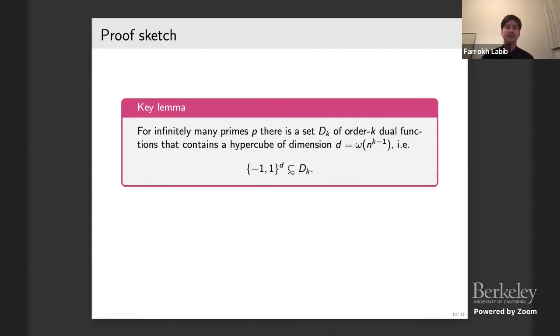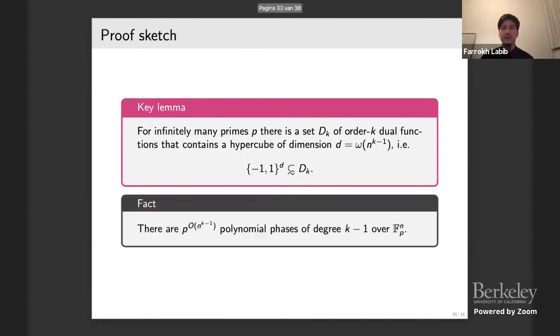We show that for infinitely many primes there is some set of order k dual functions such that it contains a high dimensional hypercube. Then we use the fact that there are not so many polynomial phases, and then we conclude by using some tools from geometric functional analysis. It's a very rough sketch.